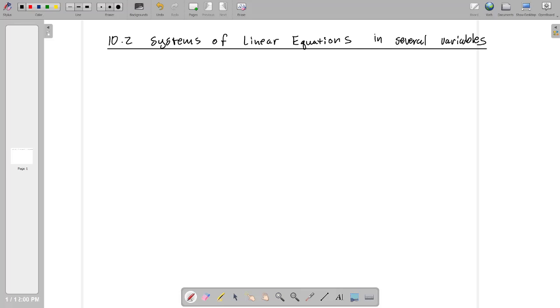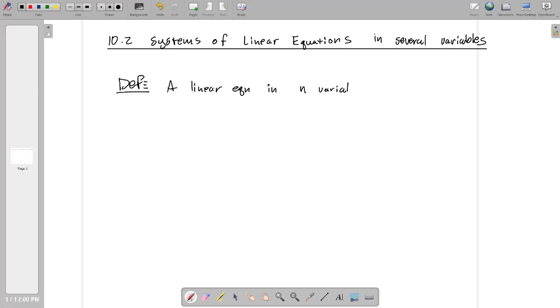Today we're going to talk about linear equations in several variables. Now this section is going to be very similar to section 1 because it's basically the same topics that we're going to cover. The only difference is that in this section we're talking about more than two variables for the most part. Let's start with the definition.